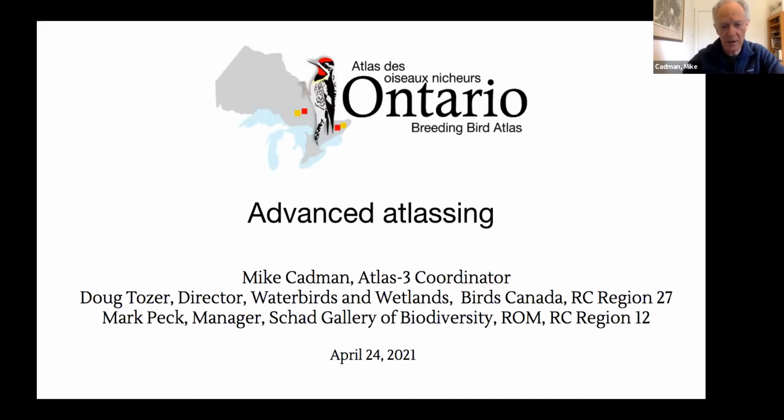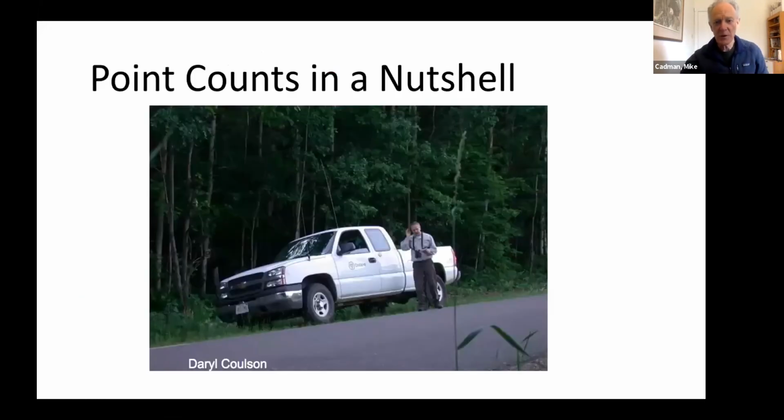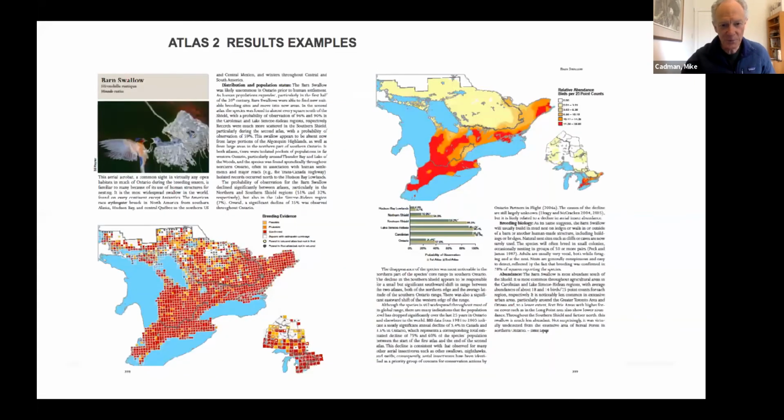So I'll jump right into the point counts because, like I said, we have a lot of ground to cover here. So, point counts in a nutshell. And Daryl, I don't know if you're out there, just say hello. I stole some pictures from Atlas 2, and this is Daryl doing a point count back in Atlas 2. So point counts are all about getting information on the relative abundance of each of the species.